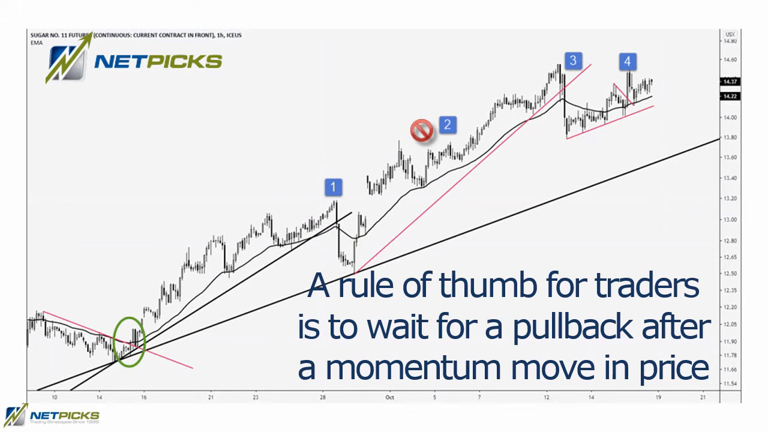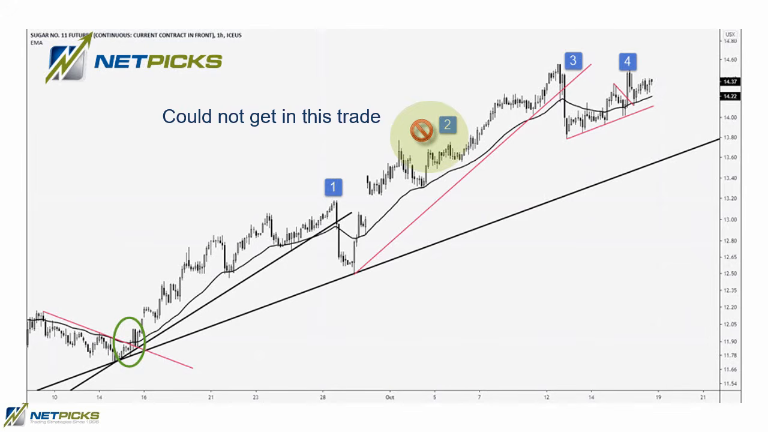So why is this not an entry? A rule of thumb for traders is to wait for a pullback after a big momentum move in price. And you can see that one here. And sure, the market could keep on going and you might miss some moves, but it will prevent you from being in a position that snaps back on you. At 2, we are unable to draw a downtrend line at number 1 on this time frame using my rules. So I could not participate in this move.